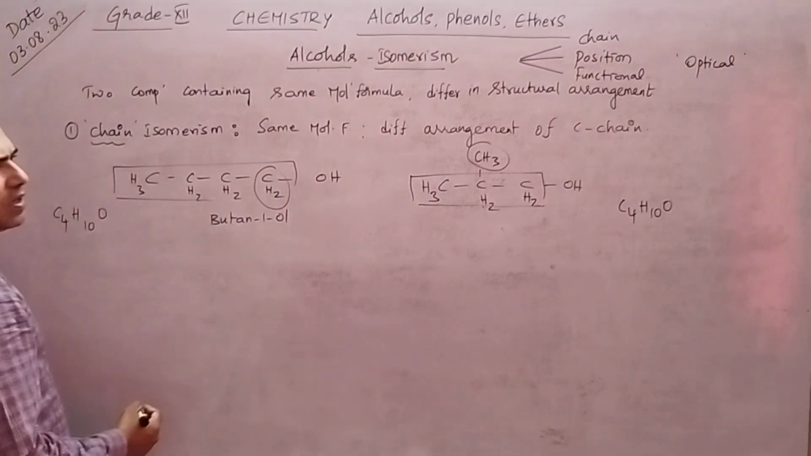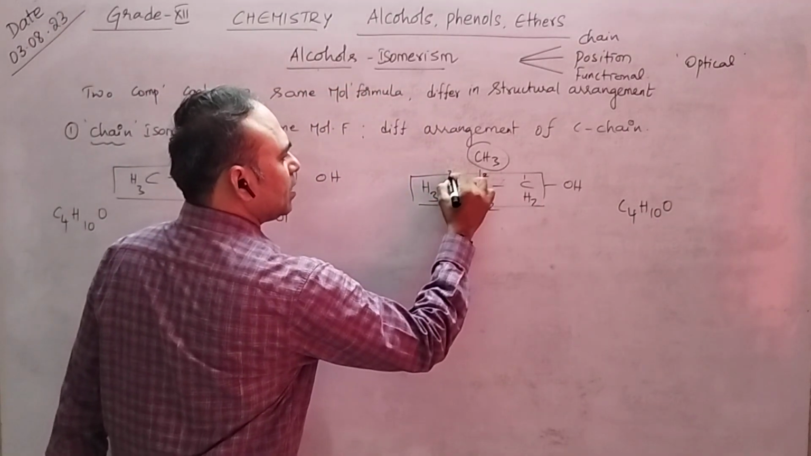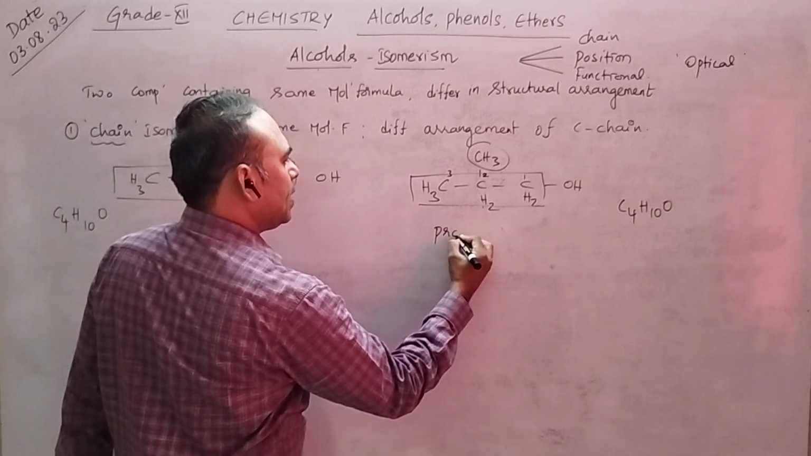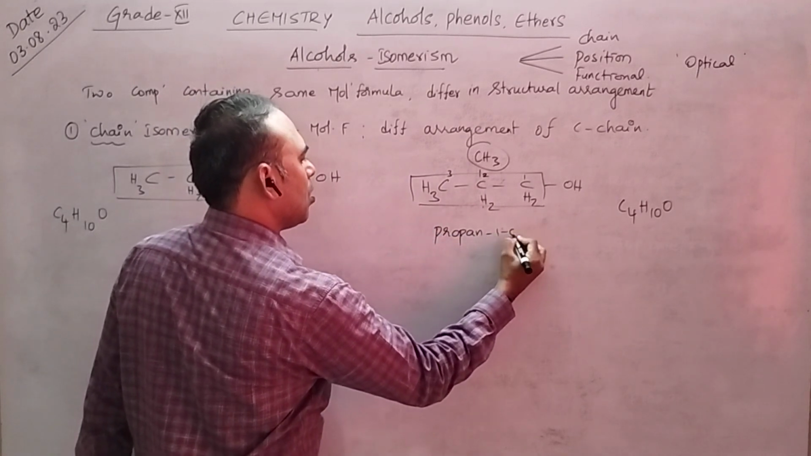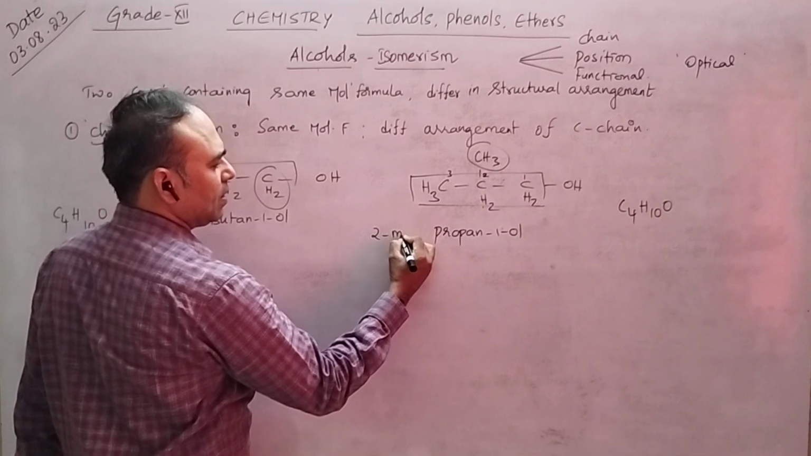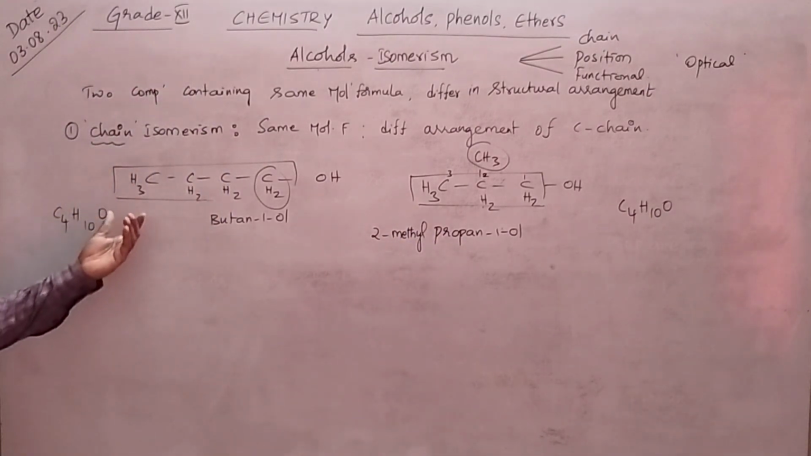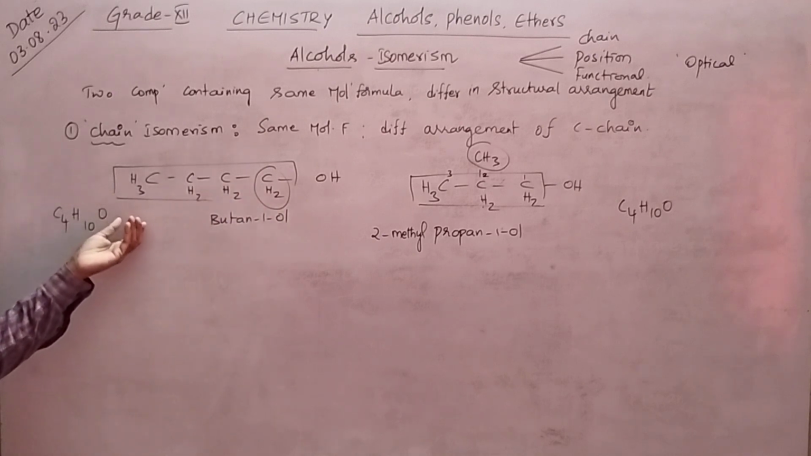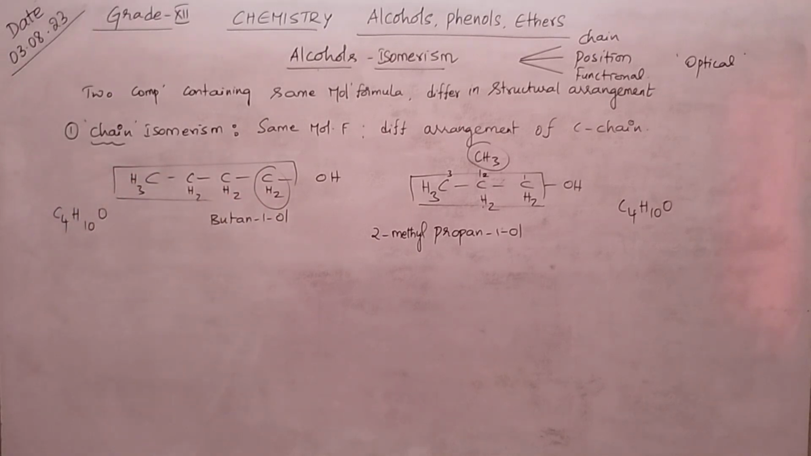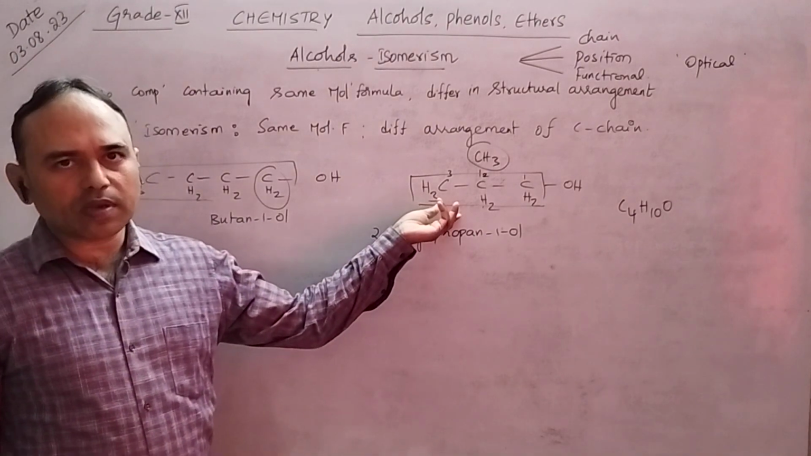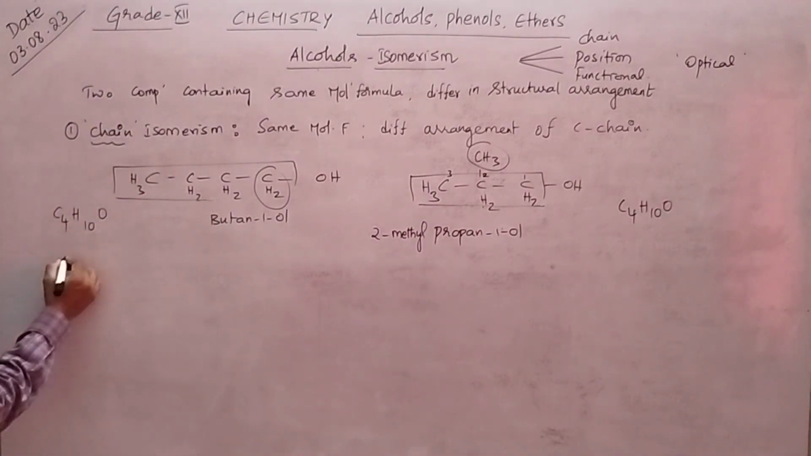Now coming to the nomenclature, 1, 2 and 3. Now propane-1-ol, but at second position you are having methyl group. We can say that these 2 are considered to be chain isomers, and the phenomenon is called chain isomerism. Hope you have understood this: 4 carbon chain, but here you are having only 3 carbon chain.